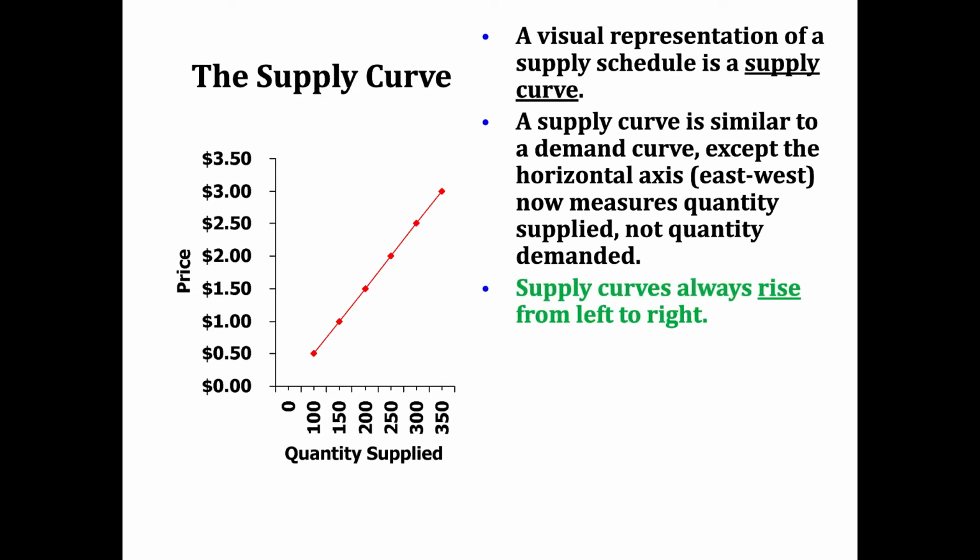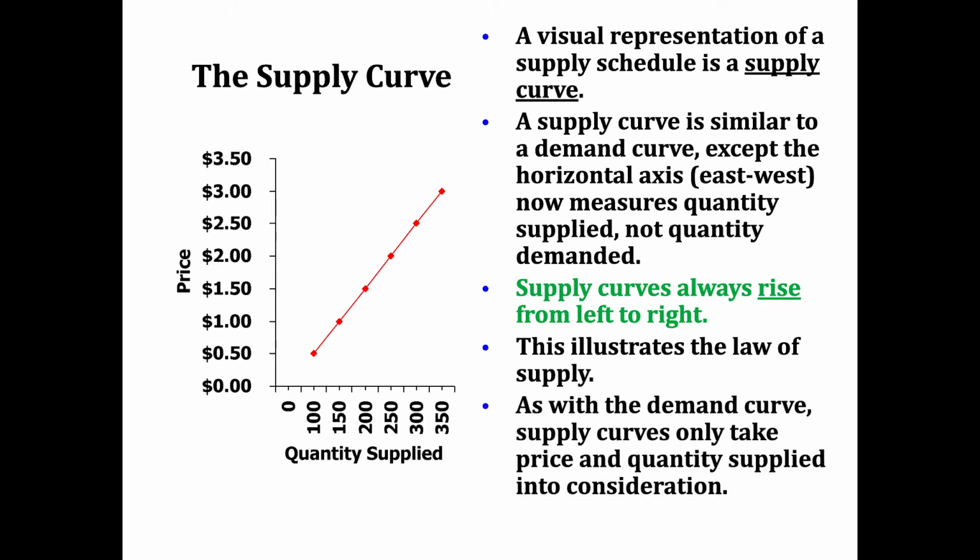Now, the other interesting thing to note is supply curves always rise from left to right. Remember, demand curves always fall from left to right. So supply curves move in the opposite direction to illustrate the law of supply. And again, keep in mind that, as with demand curves, supply curves only take price and quantity supplied into consideration.